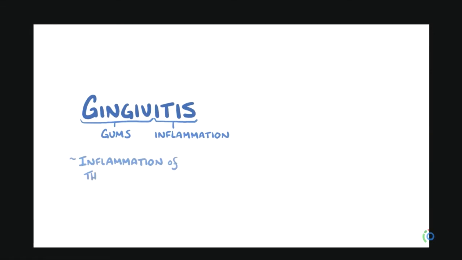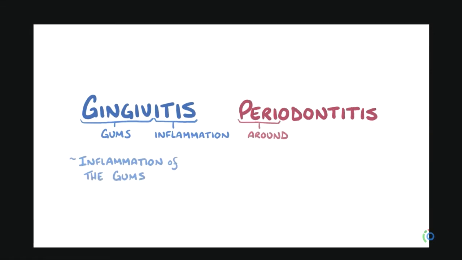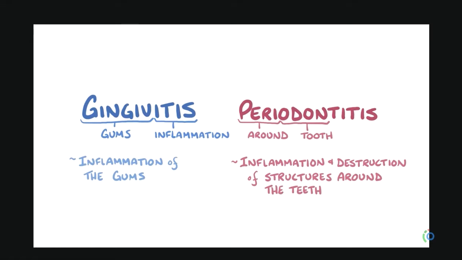With gingivitis, gingiva refers to the gums, and itis refers to inflammation. So, gingivitis is inflammation of the gums. With periodontitis, peri means around, and odon refers to the tooth, so it's inflammation and destruction of the supporting structures around the teeth. Broadly speaking, the two are on a spectrum, starting with simple gingivitis on one end, and if the process doesn't get treated, it can develop into more severe disease, periodontitis, which is on the other end of the spectrum.